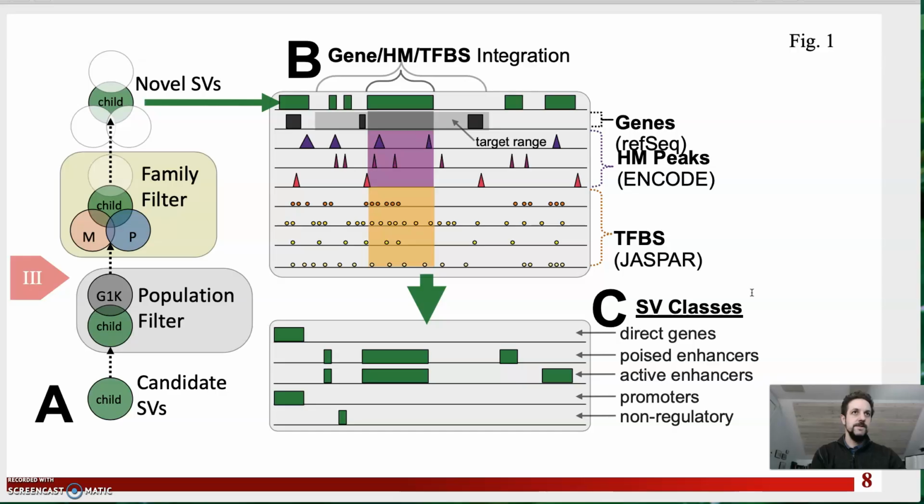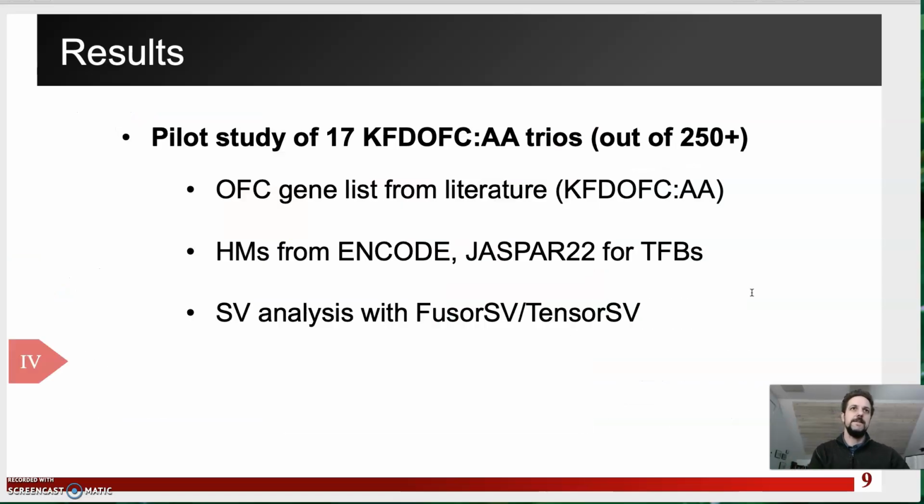We have poised enhancers, which have a histone peak that's signifying poised enhancer. A slightly different histone mark would be an active enhancer. A promoter would need to actually have the correct histone modification, have transcription factor binding sites, and also be very close to a transcription start site or a TSS. Finally, if it's not poised, it's not an active enhancer, it's not a promoter, it's not direct, it's an intergenic SV, but if it's not any of the cis-regulatory ones, we define it as non-regulatory. So those are our 5 classes.